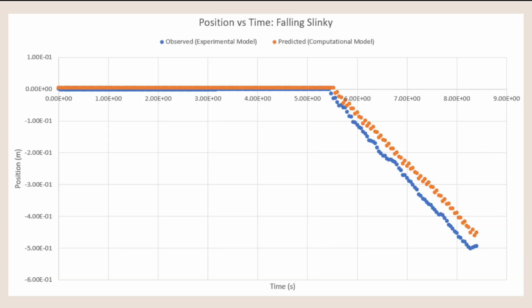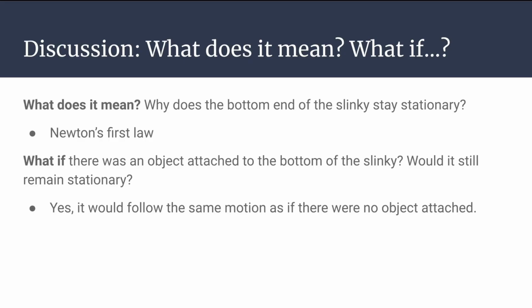Here's the graph of both the observed position and the predicted position as a function of time. The computational model shares a similar shape to the experimental model, with how the object remains at the same position in the first couple seconds and starts to move after some amount of time. However, even when we account for the drag force in the code, our predicted model is slightly off from what we observed. So why does the bottom end of the Slinky stay stationary?